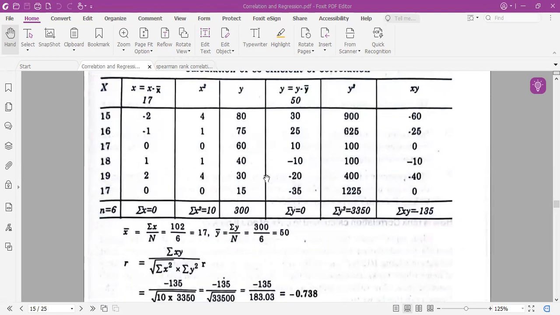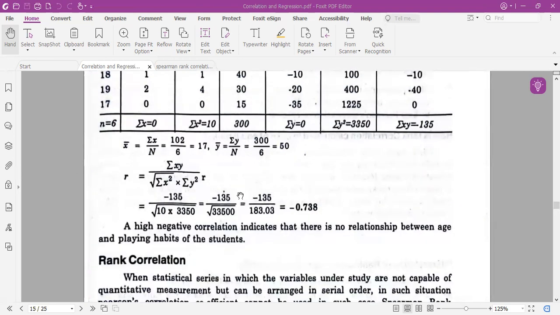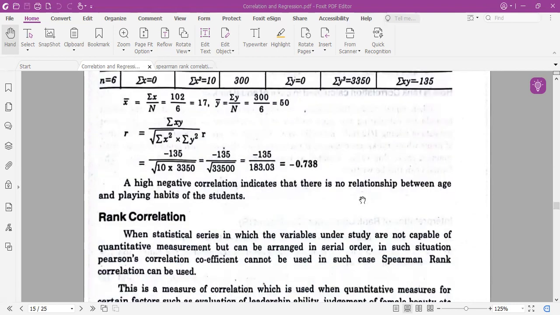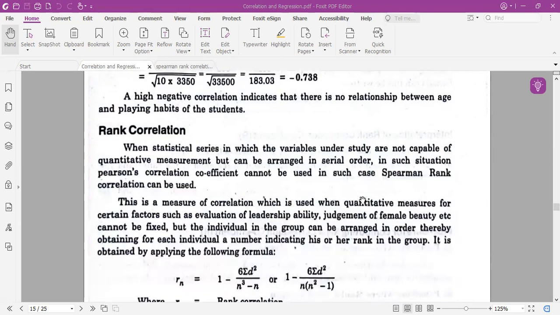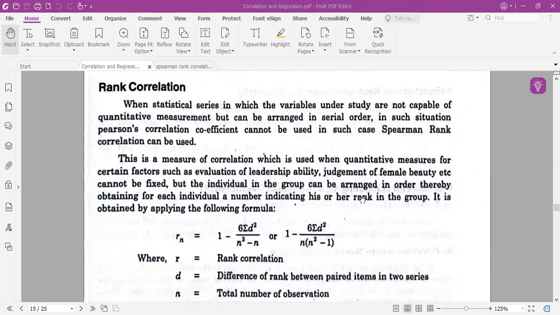Once again you have to calculate the deviation from the actual mean, then sigma x square, sigma y square, sigma xy. These values you have to substitute and calculate here. You are getting minus 0.738. It means highly negative correlation. So whenever you get negative, it means negative correlation. Positive means positive correlation.